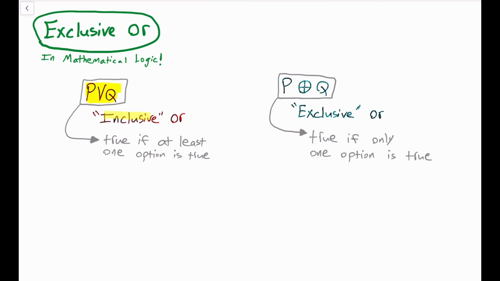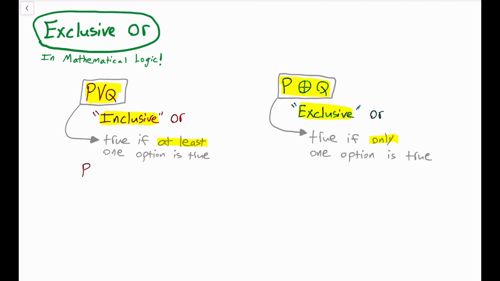in an inclusive sense. That is, P or Q is true if at least one option is true, but both can be true. Whereas in an exclusive or, so we have P exclusive or Q, that's true if only one option is true, but both cannot be true. And we can illustrate this most easily with a truth table.